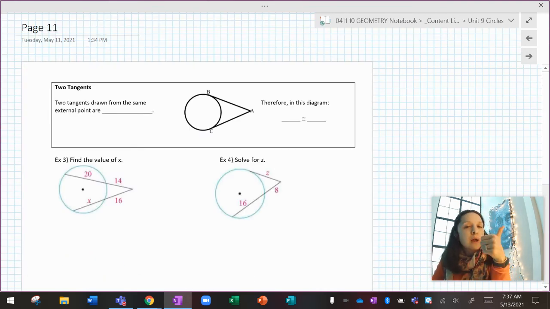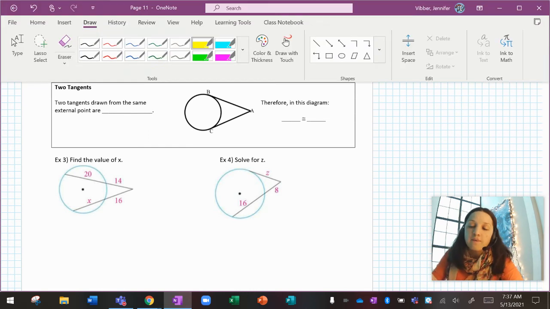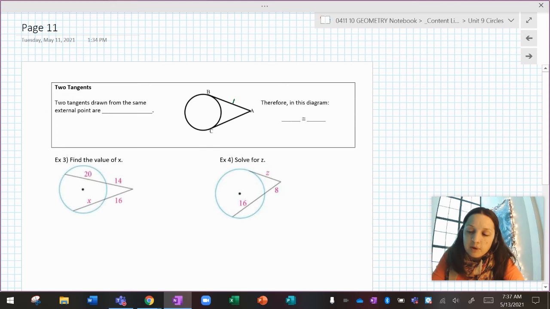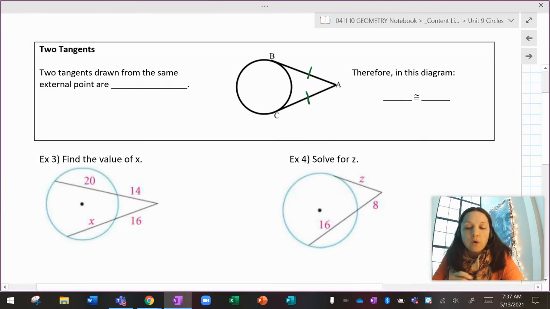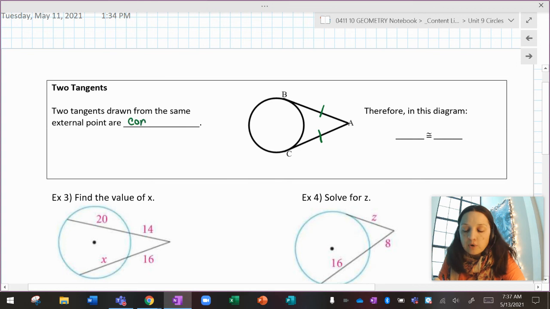Now, what if it's two tangents? Well, that one's really easy. When you have two tangents, they're always going to be equal. This equals that. Ta-da! Two tangents drawn from the same external point are congruent. So I know that AB is congruent to AC.